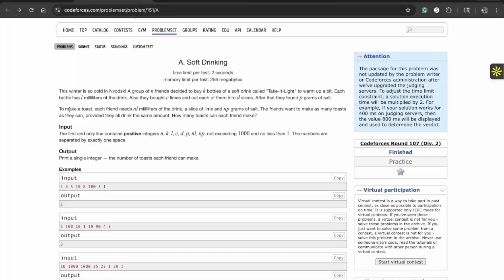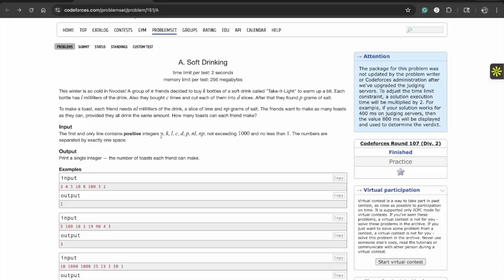To make a toast, each friend needs NL mLs to drink, a slice of lime, and NP grams of salt. The friends want to make as many toasts as they can, provided they all drink the same amount. How many toasts can each friend make?